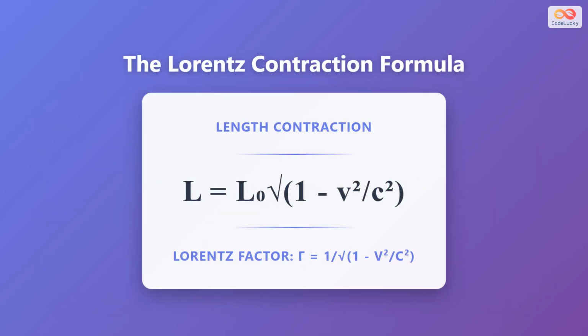The mathematical relationship describing length contraction is given by the Lorentz contraction formula. The equation is L equals L sub 0 times the square root of the quantity 1 minus v squared divided by c squared. This formula is closely related to the Lorentz factor, represented by the Greek letter gamma, which equals 1 divided by the square root of 1 minus v squared over c squared. This elegant equation tells us exactly how much an object's length contracts based on its velocity.